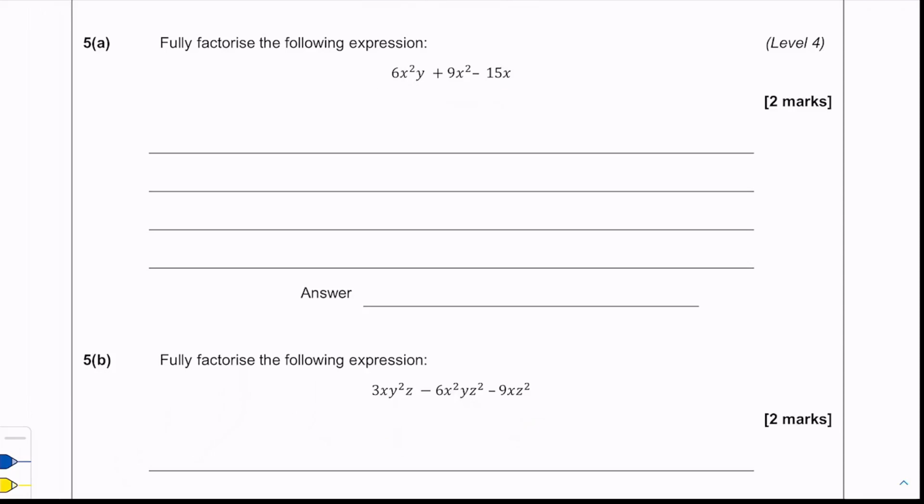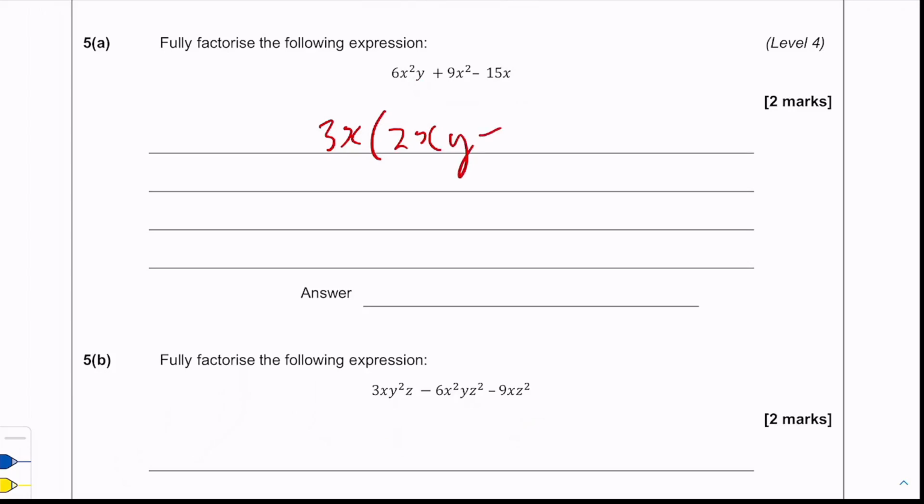So what's the highest common factor for all 3 terms? Well, I can see that 3 factors into all of them, and then they all contain x as well, so it's going to be 3x. So we put 3x on the outside of our brackets. We've then got 3x times 2x gets us our 6x squared y. So we have 2x. Oh, and then we've got y as well, of course. We've got to account for the y there.